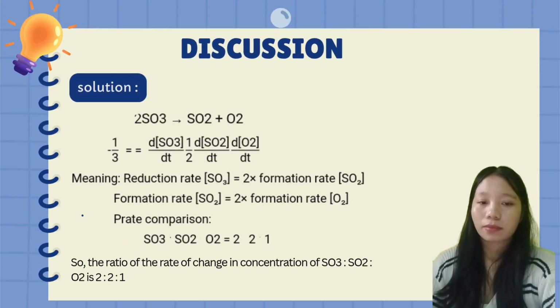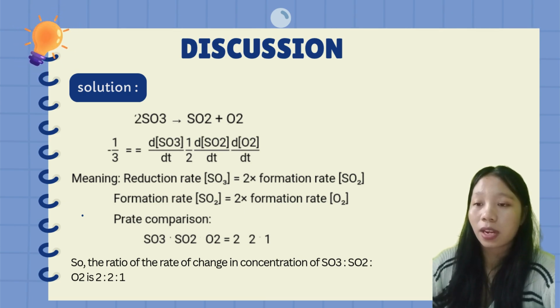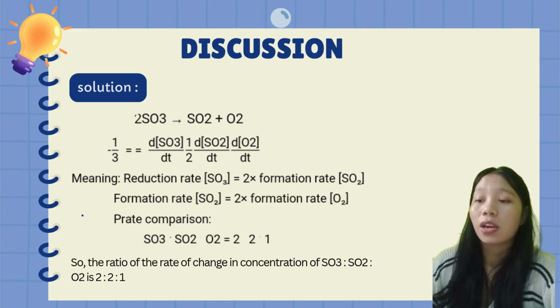Solution: 2SO3 produces 2SO2 plus O2, and minus 1 per 2 times the change in concentration of SO3 per dt equals 1 per 2 times the change in concentration of SO2 per dt equals the change in concentration of O2 per dt. Meaning the reduction rate of SO3 equals the formation rate of SO2. The formation rate of SO2 equals 2 times the formation rate of O2. So the rate comparison of SO3, SO2 and O2 equals 2 to 2 to 1.